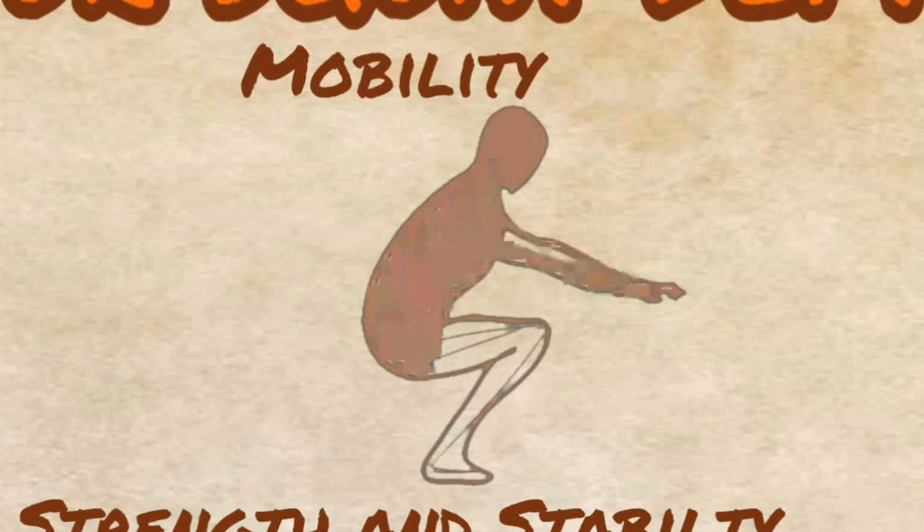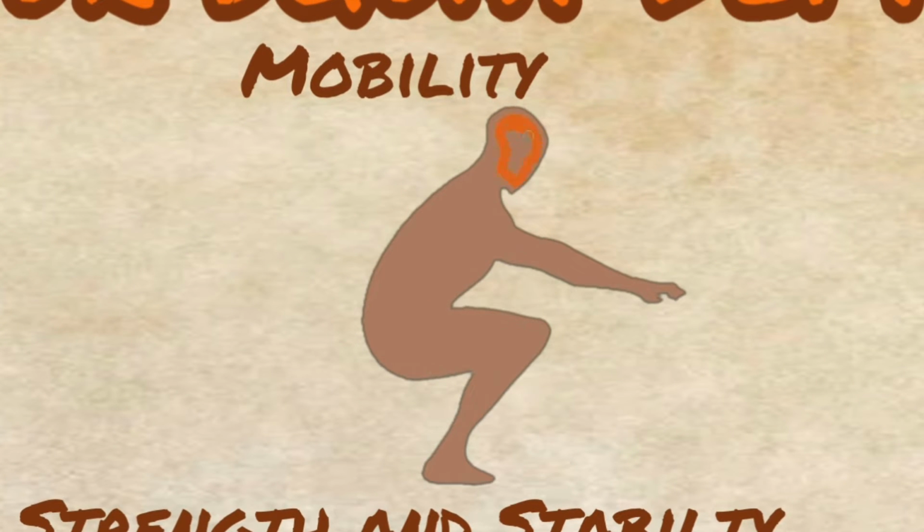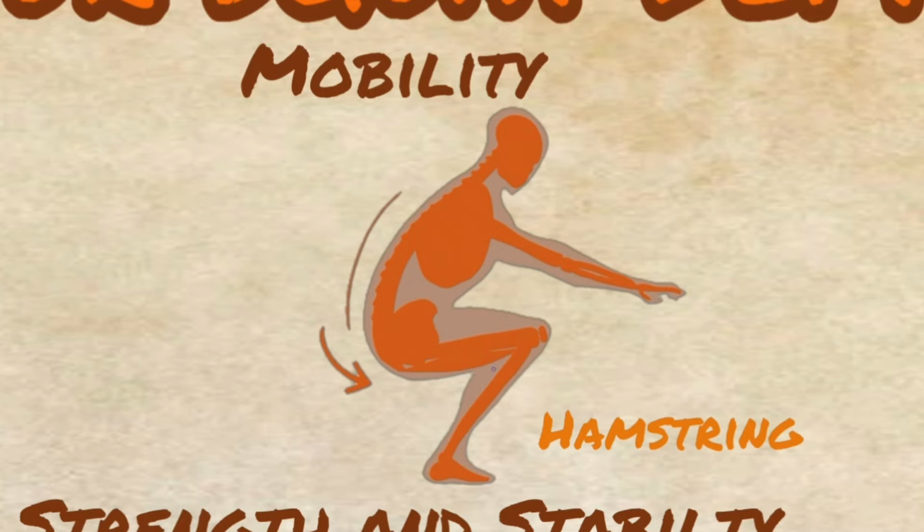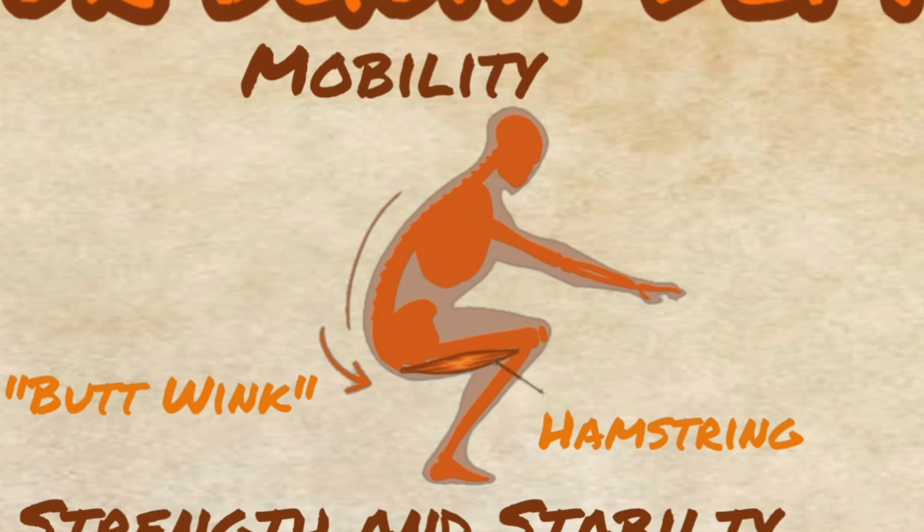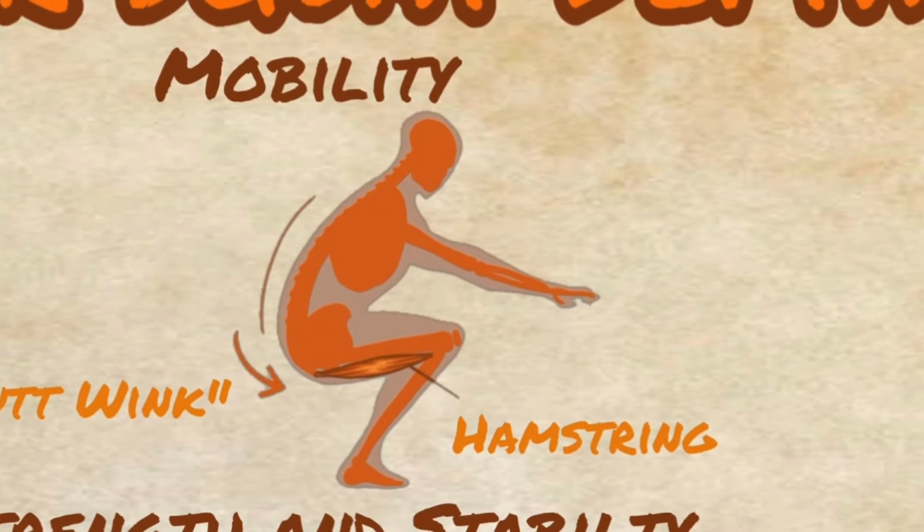Hip mobility is also a common issue and is usually caused by tight hamstrings. As you go down deeper into the squat, you reach a point where your hamstrings can't stretch anymore and they pull on your pelvis, causing it to tuck under and causing your low back to round, which creates the famous butt wink phenomenon. This is a common cause of low back pain when squatting.